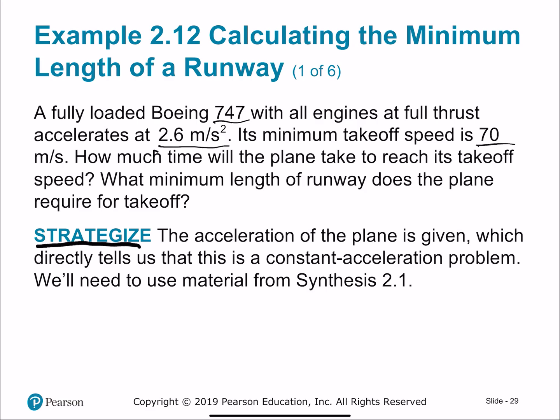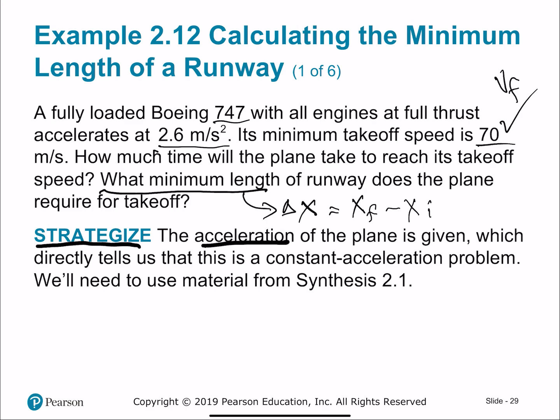So first we strategize. You are given the acceleration. You're also given this here. What would this be? This is the final velocity, right? So you're given the acceleration and the final velocity. And what do you need to find? You need to find the minimum length. This is a delta x, which is x final minus x initial. So now you have an idea of what you know and what you need to find. That's part of what you do in the strategy.